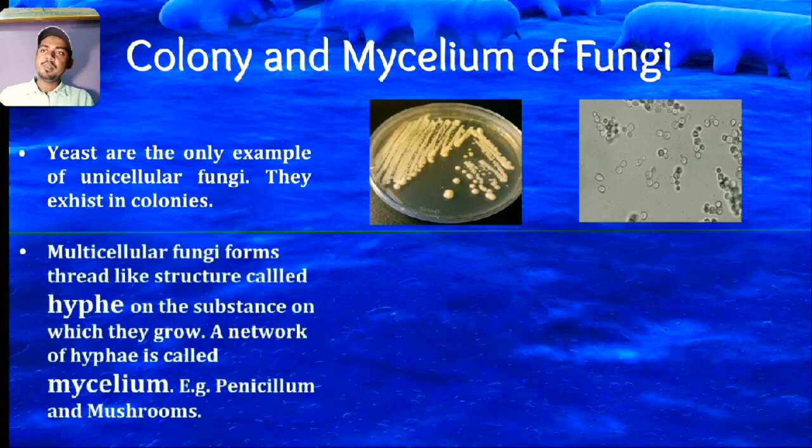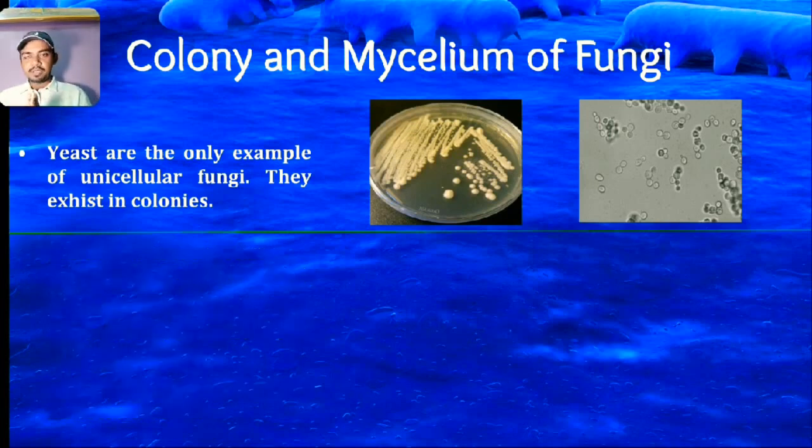This next one is a little bit complex to understand, but I will definitely try my best to make you understand. Multicellular fungi form thread-like structures called hyphae. Just understand this first: multicellular cells combine together to form a thread-like structure which is called hyphae. So far so good. Hyphae are made up of different cells of fungi. This is a part of the whole organism, just like a tissue. Hyphae is just like a tissue.